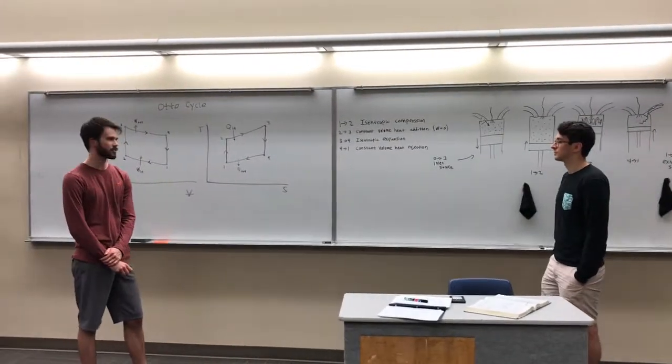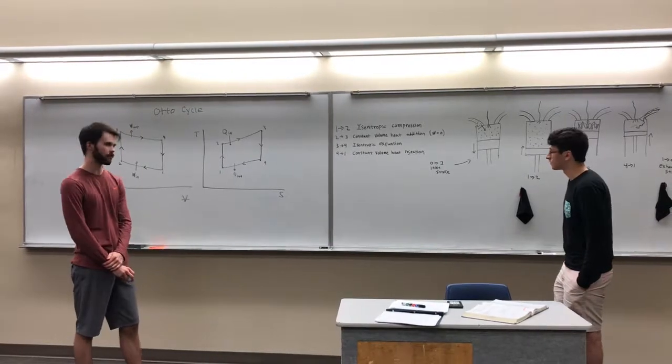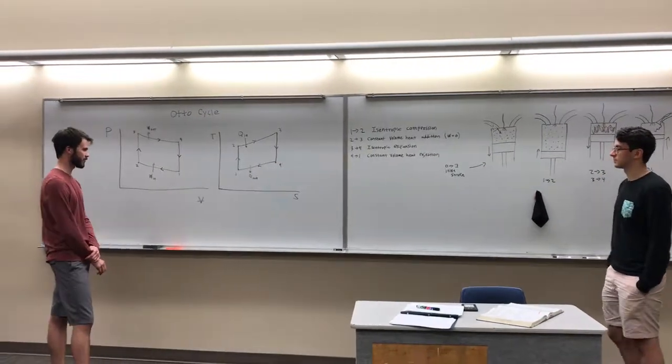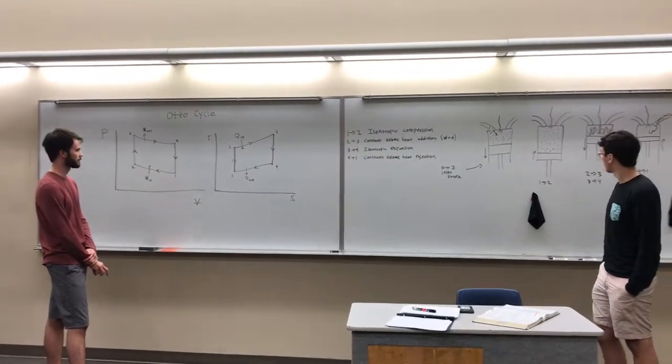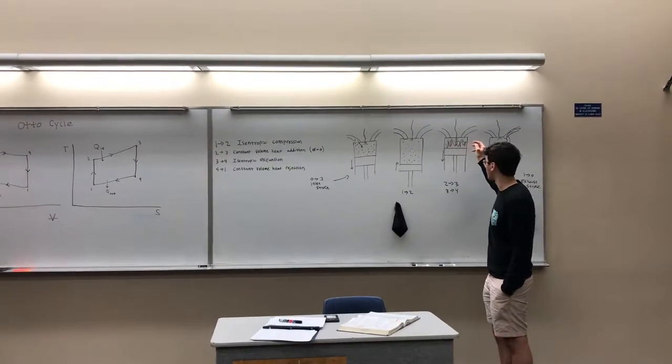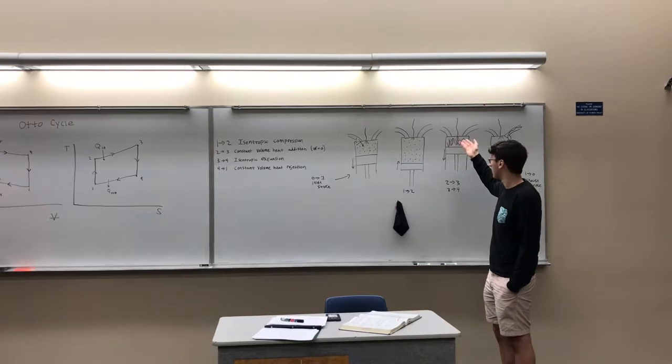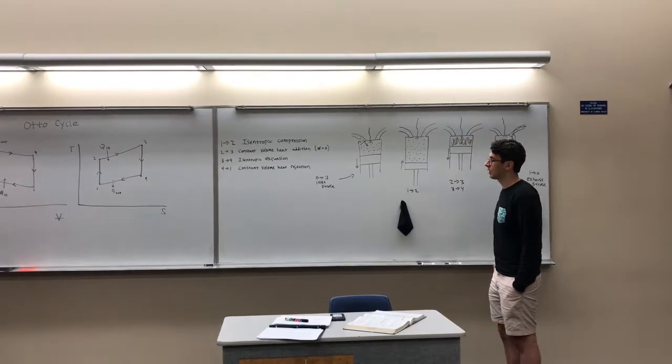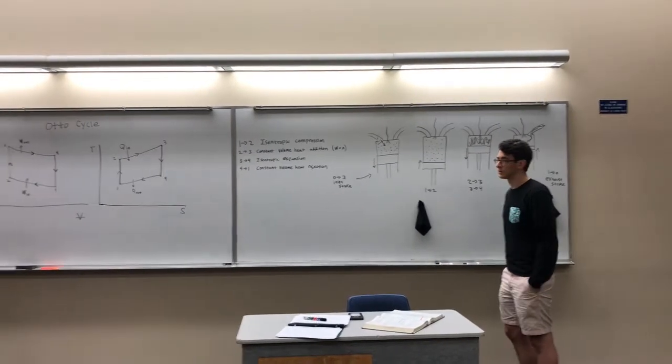And 2 to 3 is constant volume heat addition with work equal to 0. And again, here it is on the PV and TS diagram. Here we have the heat addition, which is a little bit more drastic in our case, which is really just a combustion of all the gases in here, provided by the spark plug.